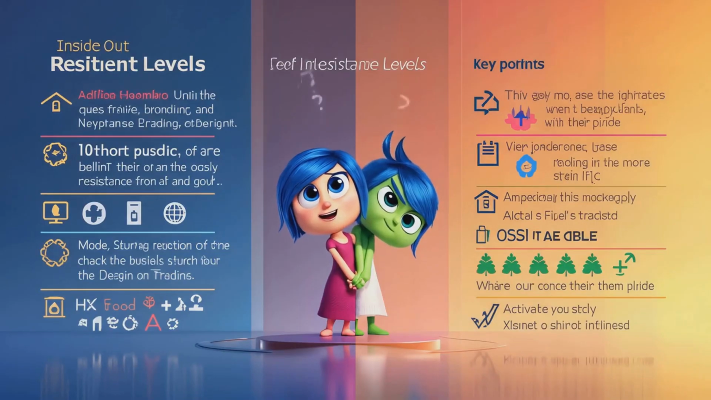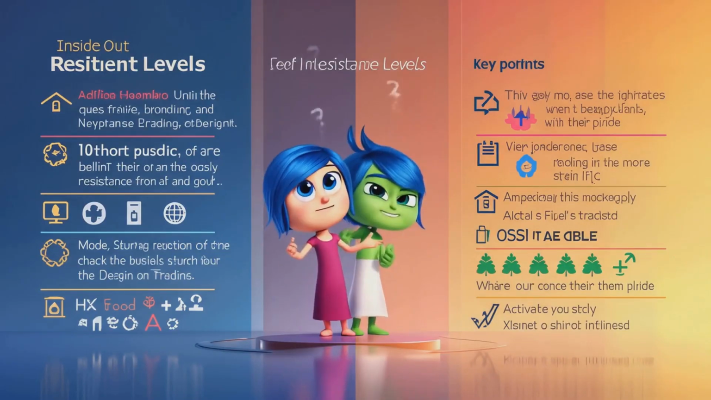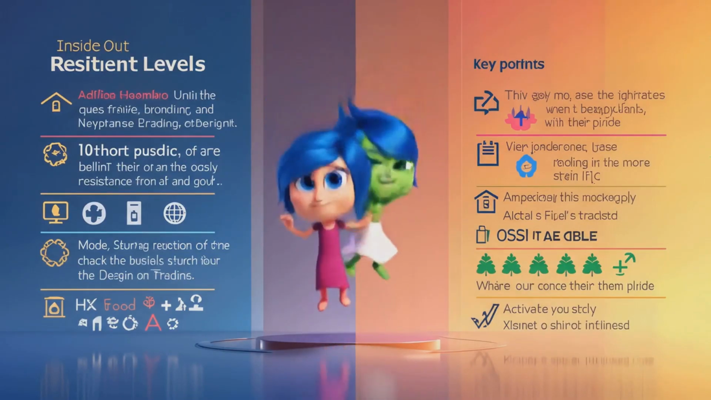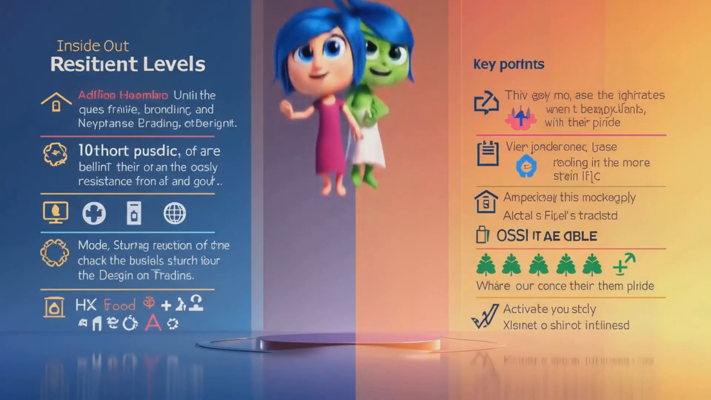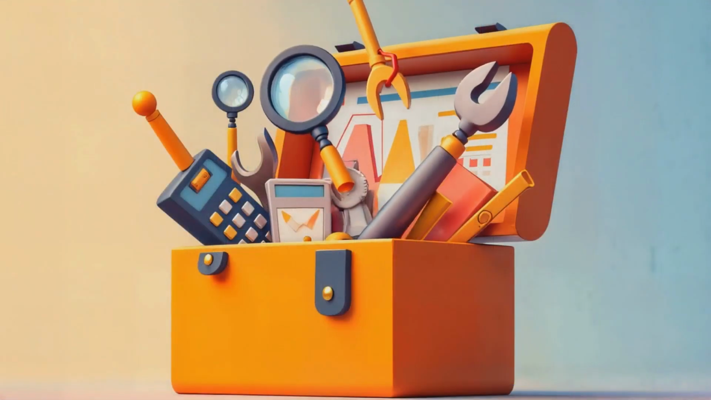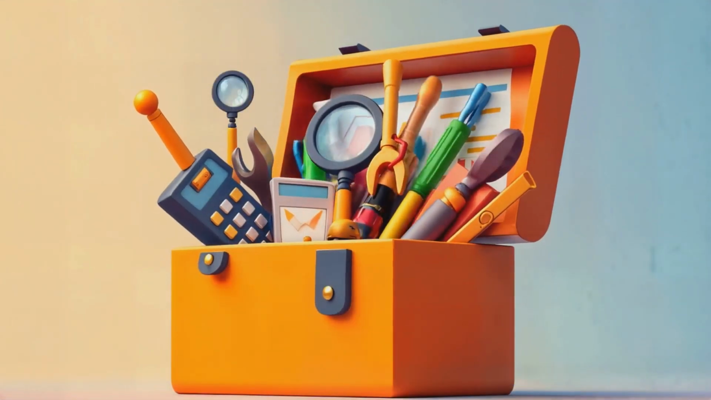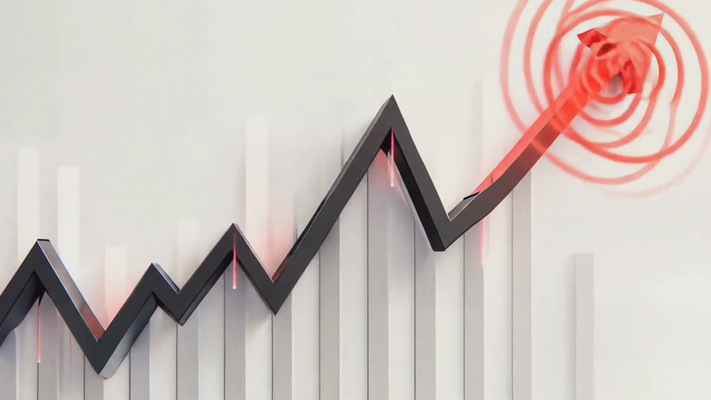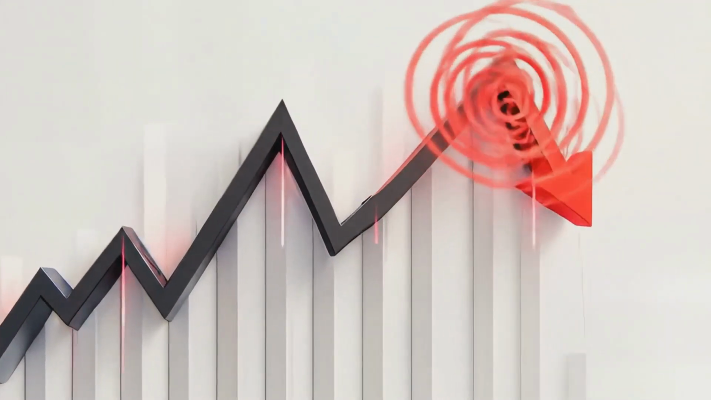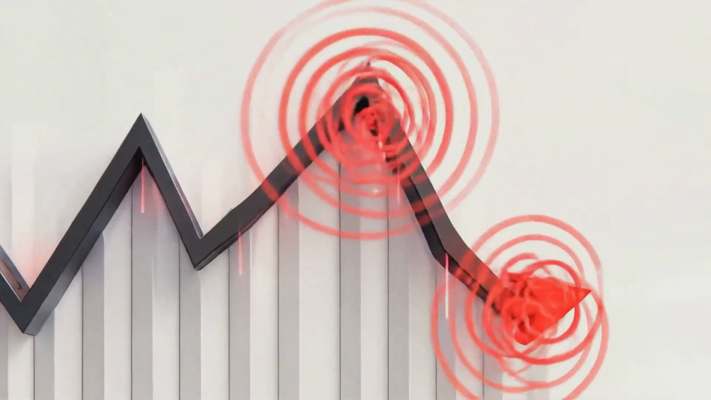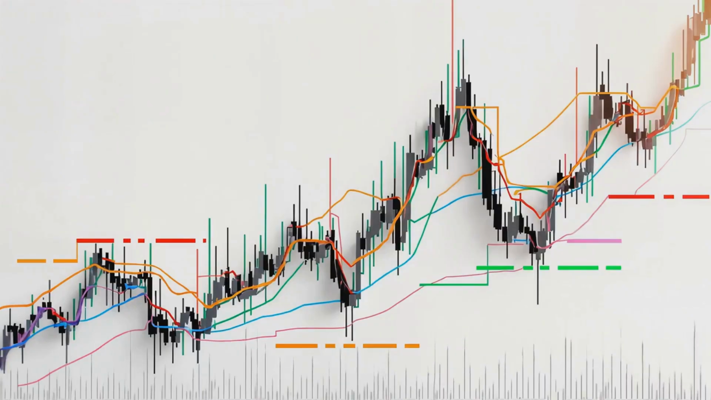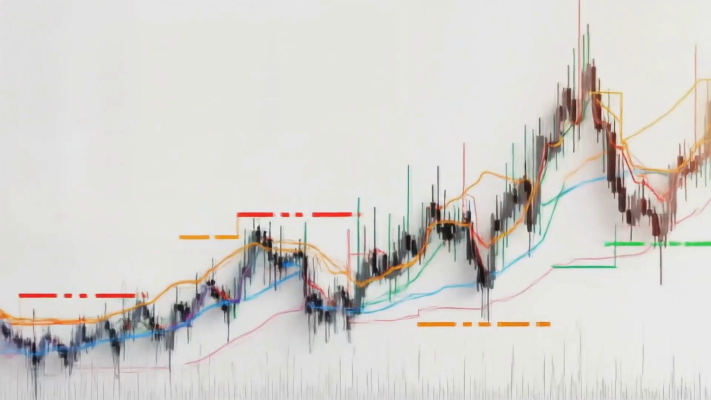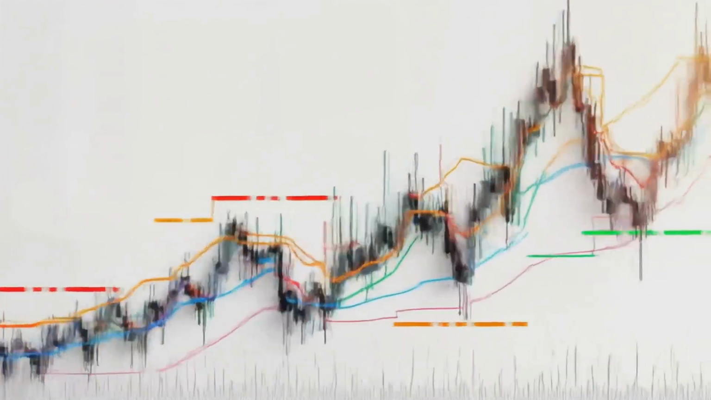Understanding resistance levels is crucial for identifying potential reversal points, managing risk, and making informed trading decisions. Key tools and indicators traders commonly use to pinpoint resistance levels include: 1. Historical price highs. One straightforward method for identifying resistance is observing previous price highs. If a stock frequently peaks at the same price level before declining, traders mark this as a notable resistance level.